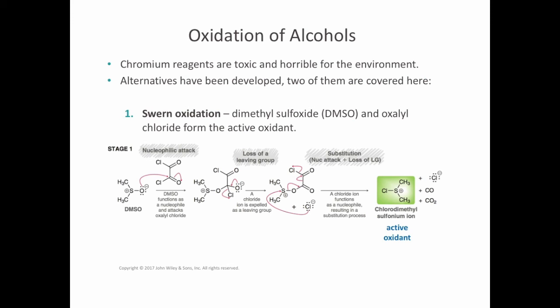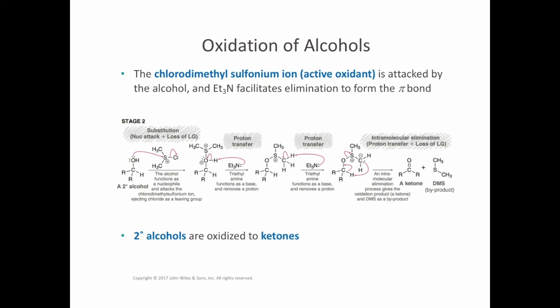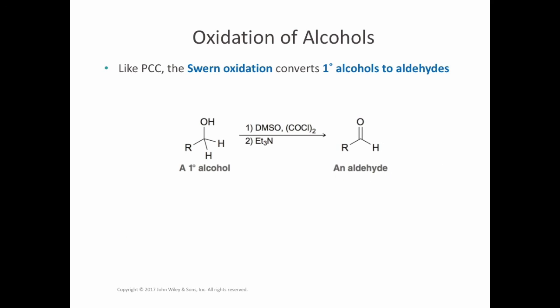Another oxidation is the Swern oxidation that uses dimethyl sulfoxide and oxalyl chloride, and the mechanism is shown here, which you also don't need to know. And this is a continuation of that mechanism. You can look at it if you're curious, but I won't test you on it. The important thing to know is that the Swern oxidation is going to be just like PCC, where it converts a primary alcohol to an aldehyde.